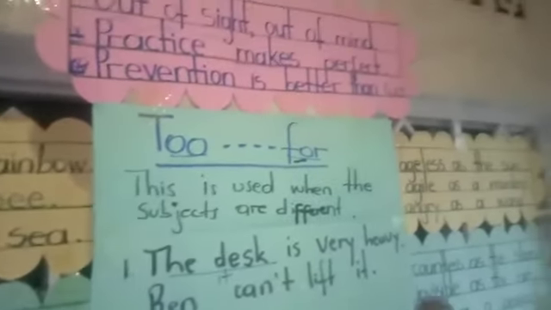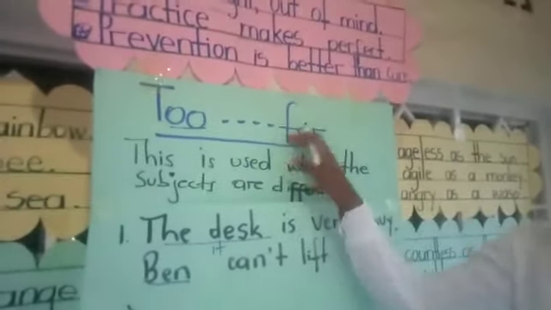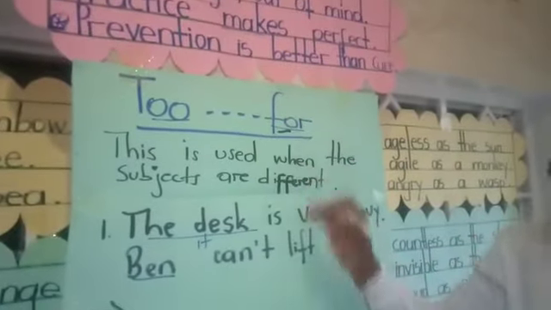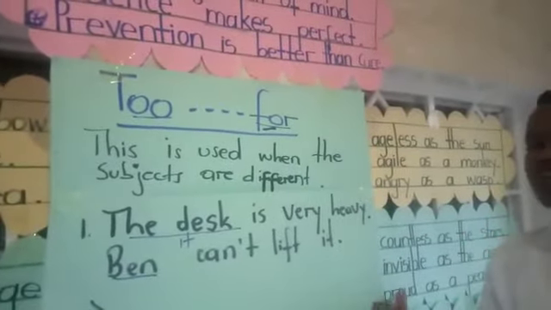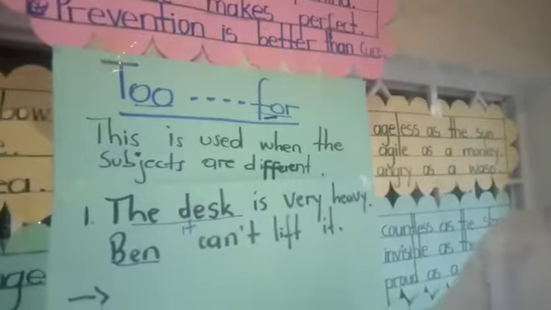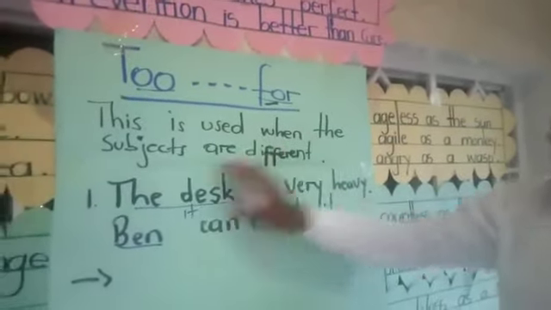Okay, we come again. Let's continue with this 2, 4. I've said correlative conjunctions have a mutual relationship. It means they are somehow the same. So this is used when the subjects are different.